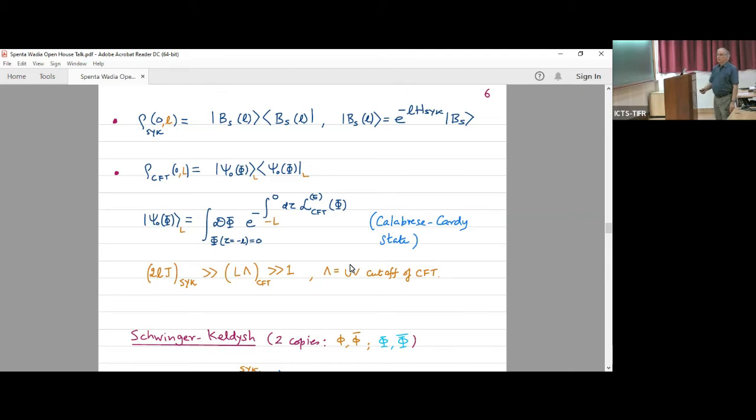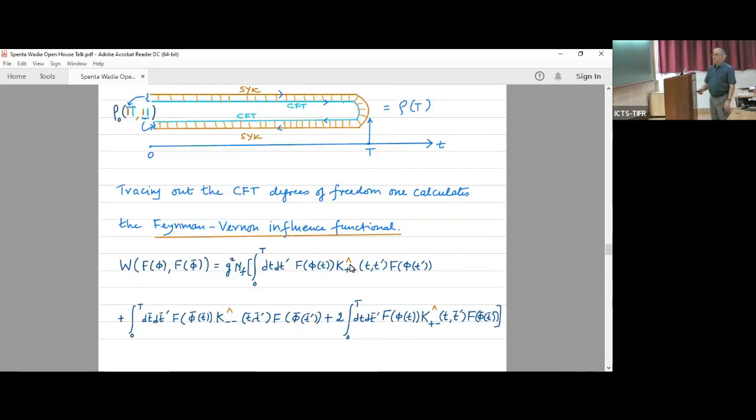Then this is another state of the conformal field theory, which is given by this type of state called the Calabrese-Cardy state. You can explicitly compute all of this, and this turns out to be a squeezed state. In the regime when the so-called SYK temperature is much, much larger than the temperature of the conformal field theory, we can write down the standard Schwinger-Keldysh formulation. And as we heard in Omkar's talk, you have a Feynman influence functional. So this is the influence functional you compute.